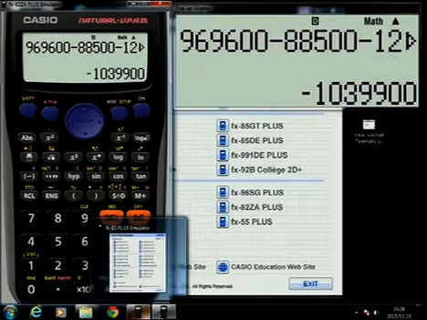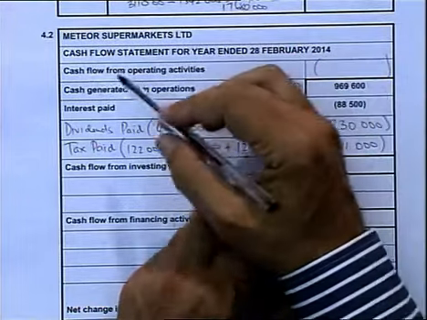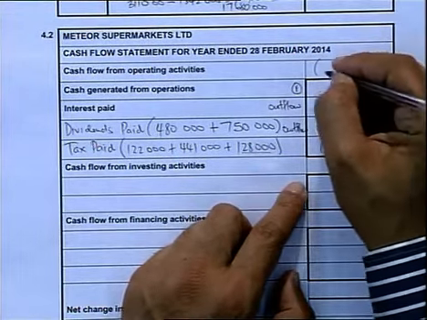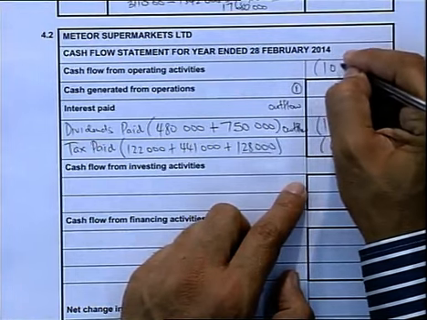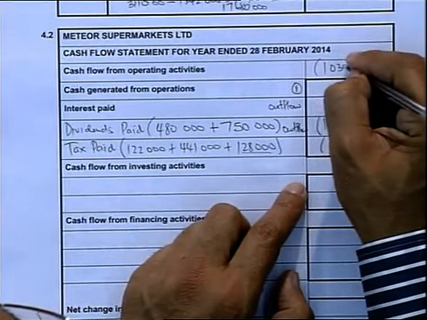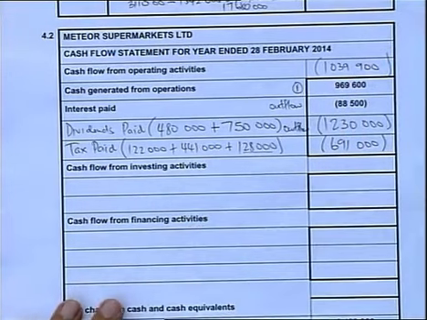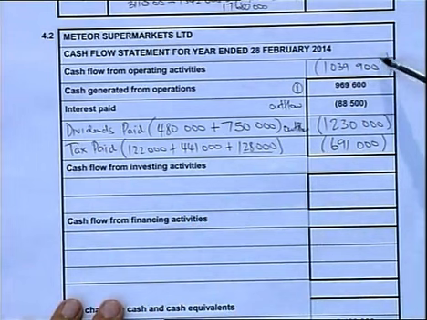Then the final answer is a negative, meaning that the cash flows from operating activities will be a negative, which is 103,900. Okay, it's a negative, so that's why the total on top will also have to be in brackets. Just check if this has anything to do with that.